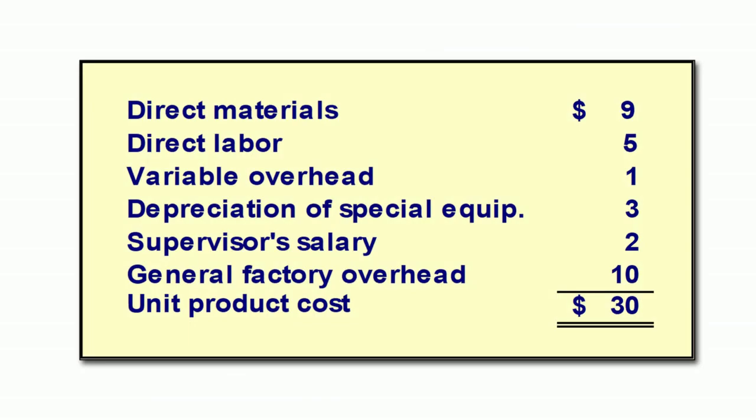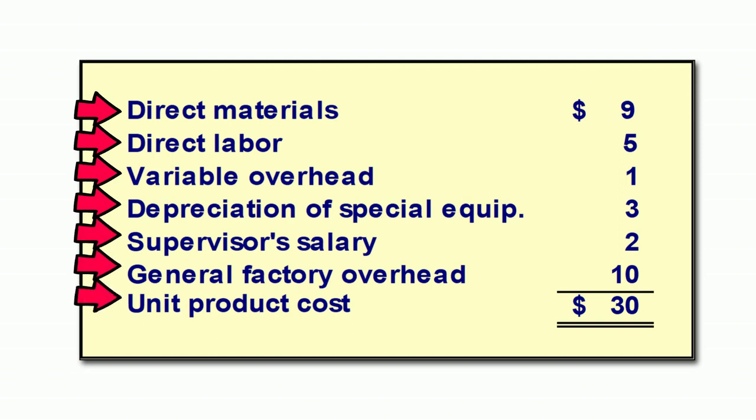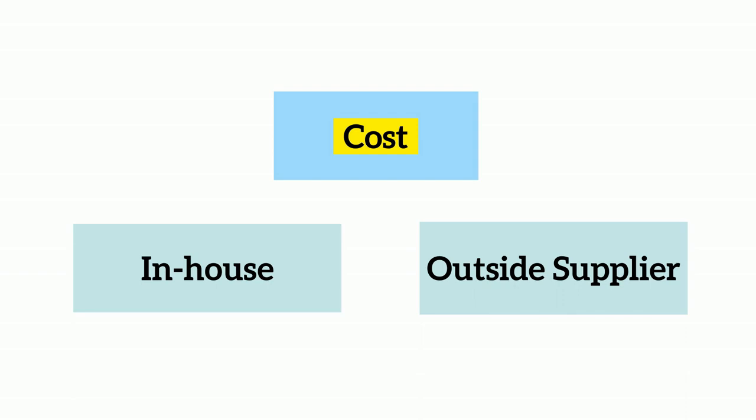To prepare a make or buy analysis, you need to compare the costs of producing a product in-house versus buying it from an outside supplier. This analysis takes into account all of the costs associated with each option, including labor, materials, equipment, and overhead. By comparing these costs, you can determine which option is more cost-effective for your business.